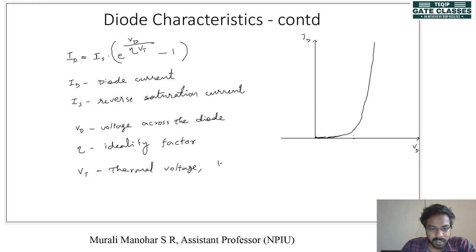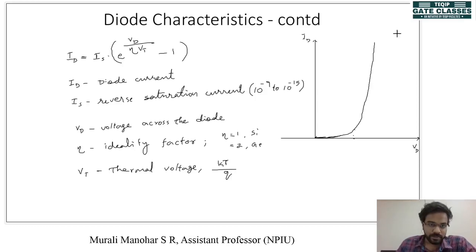and it is given by kT divided by q, where k is the Boltzmann constant, T is the absolute temperature, and q is the charge of an electron. And ideality factor eta is equal to 1 for silicon, and it is equal to 2 for germanium. And Is is of the order of 10 to the power minus 9 to 10 to the power minus 50. So this equation gives this characteristics.